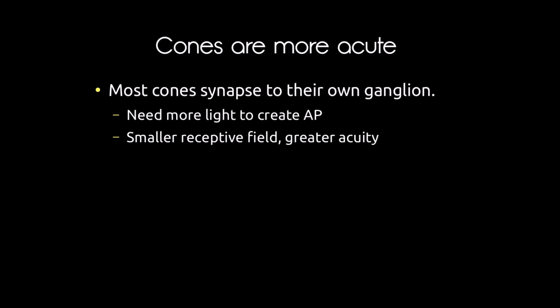We have a mix of these rods and cones in our eyes to give us the best range of vision, in that we have rods that work well in low light, and cones that work in high light and give us color vision as well. So we have this smaller receptive field for cones, essentially the spatial area that a cone cell can sense, and this gives us greater acuity.